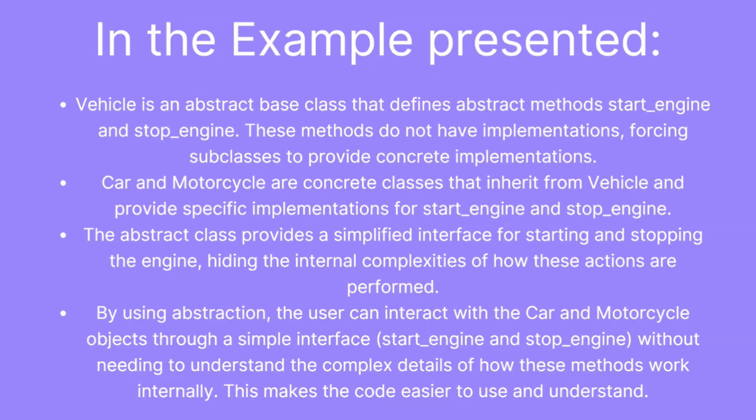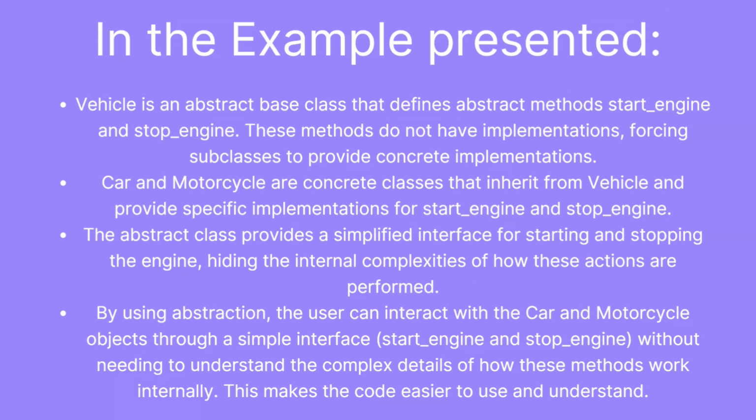In the example I just presented, Vehicle is an abstract base class that defines abstract methods, such as start engine and stop engine. These methods do not have implementations, forcing subclasses to provide concrete implementations. The Car and the Motorcycle are concrete classes that inherit from Vehicle and provide specific implementations for start engine and stop engine. The abstract class provides a simplified interface for starting and stopping the engine, hiding the internal complexities of how these actions are performed.